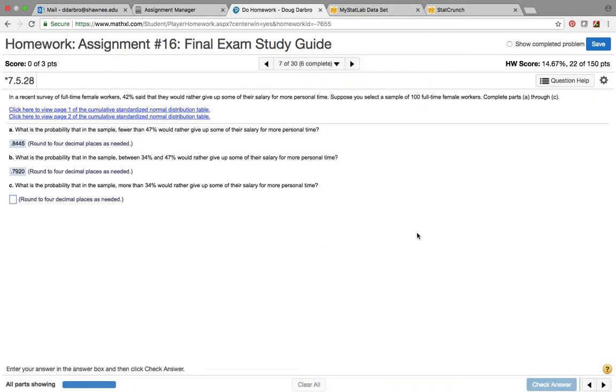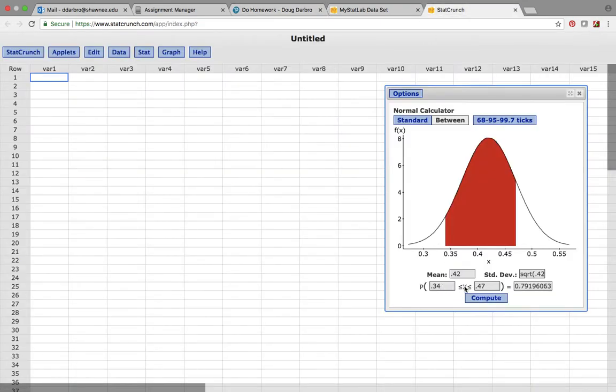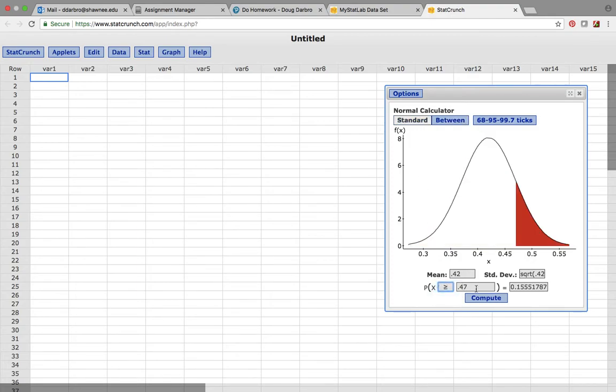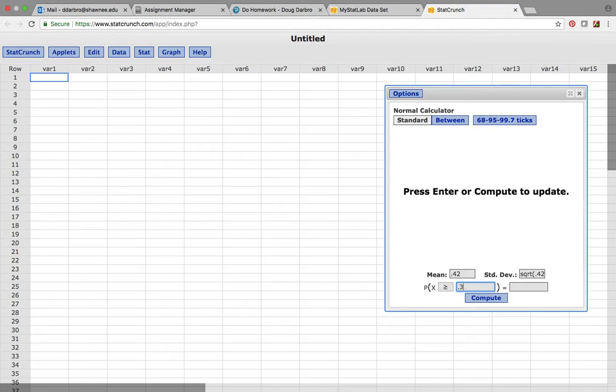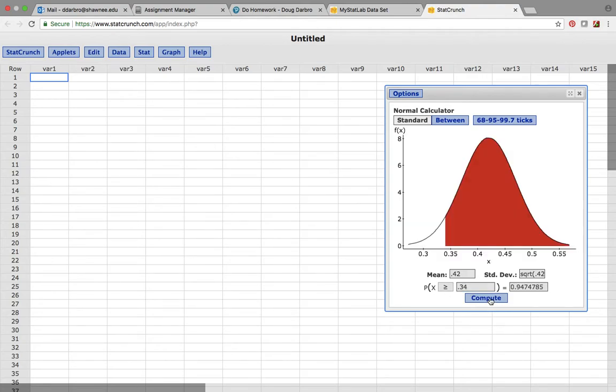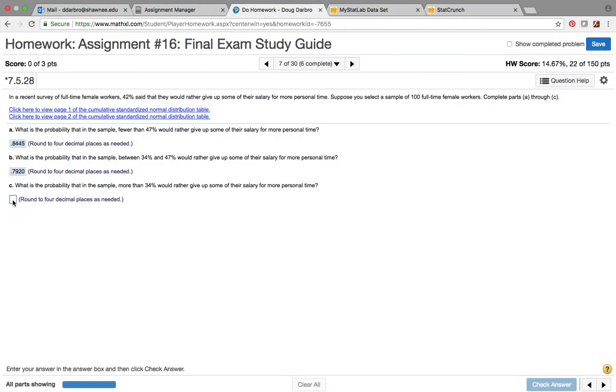Okay, what is the probability in a sample more than 34%? Well, more of the same stuff. This time we just need to do standard greater than 0.34. So 0.9475.